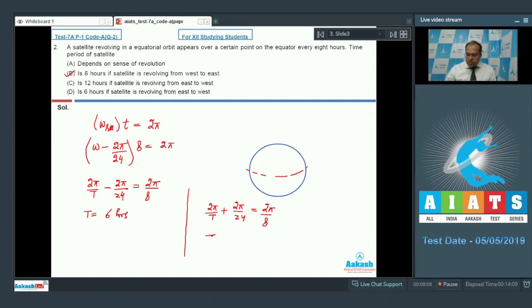So if I solve this equation, the value of t comes out to be 12 hours. So option C is also correct. So the time period of satellite depends upon the sense of revolution. So option A is also correct. So the correct answer for question number 2 are options A, B and C. Let's move to question number 3.